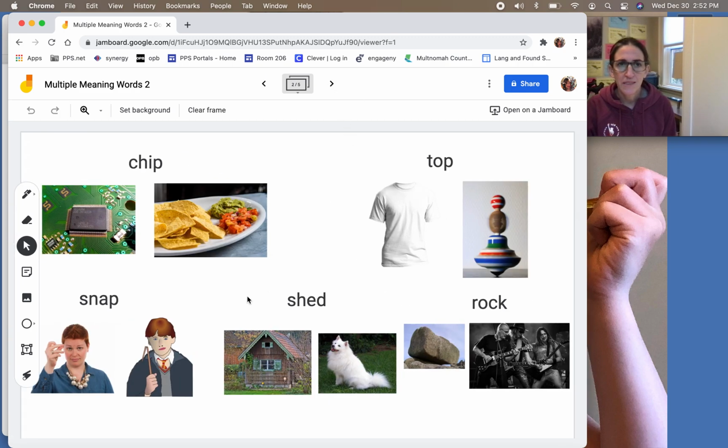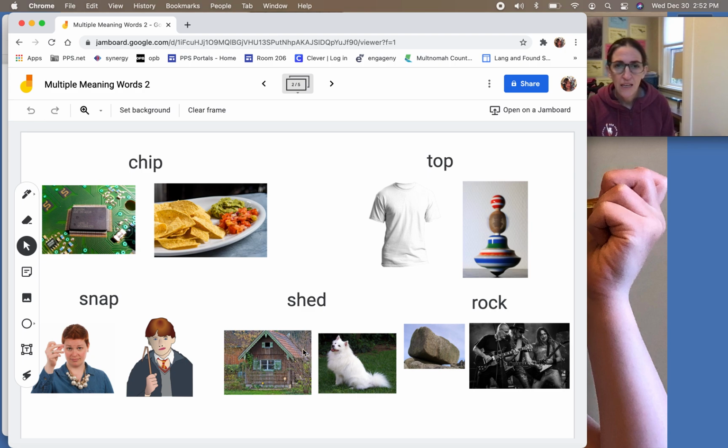Here are a few more examples. You can think of a chip like a computer chip that works your computer, or a chip like the kind you like to dip in guacamole. A top could be the top of an outfit, the top half of something, or it could be a toy, a spinning top. You can think of the word snap, like the sound you make when you snap your fingers, or you can think of poor Ron Weasley and his snapped wand from, was that book 2? I think it was book 2.